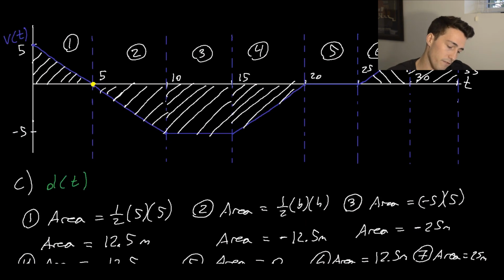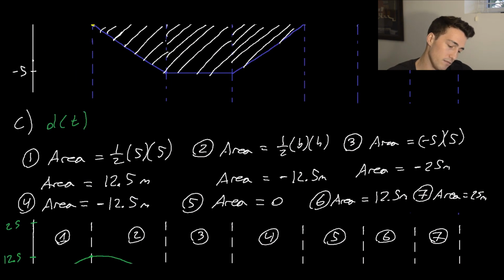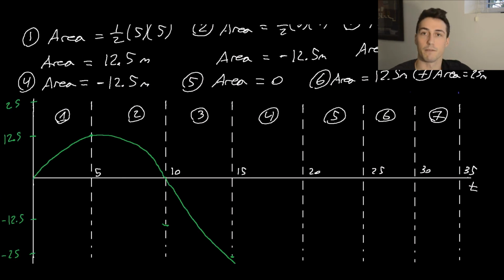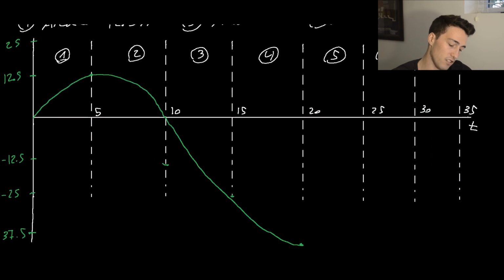Now what happens in section 5? Section 5, there's no displacement. So we don't change our displacement from where we're originally at. So from section 5 to 6, the displacement just stays constant, and it just comes across to this point. So we're not adding or subtracting anything from our negative 37.5 displacement.